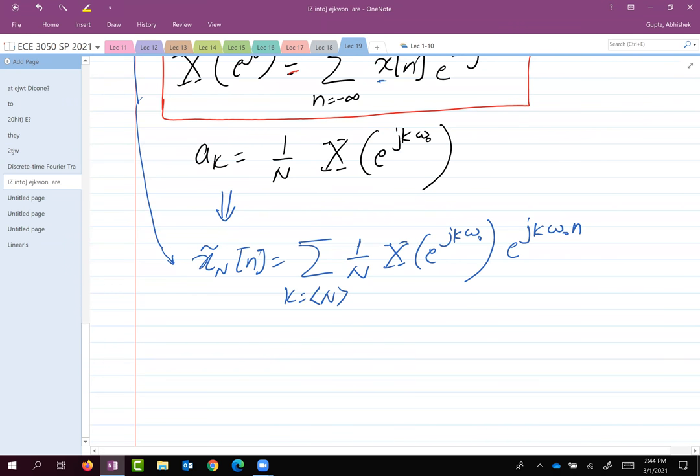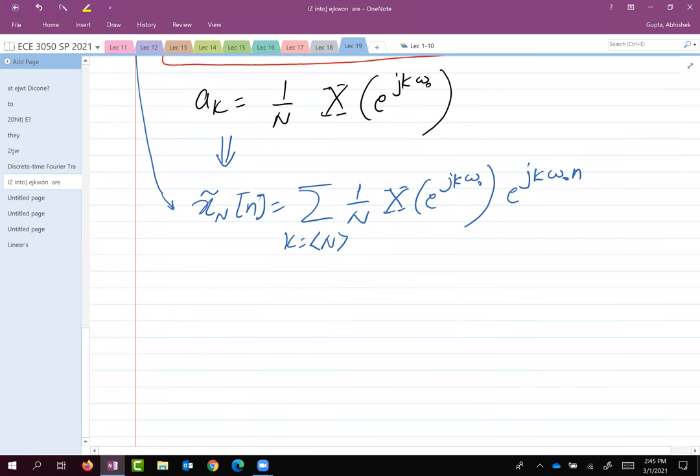Now I have to take the limit as capital N goes to infinity. And I have the issue that as capital N goes to infinity, omega naught also goes to zero. So there are two terms where the limit will affect. One is with respect to omega naught. The other one is with respect to capital N. So let me get everything within the omega naught format because 1 over N equals omega naught over 2 pi.